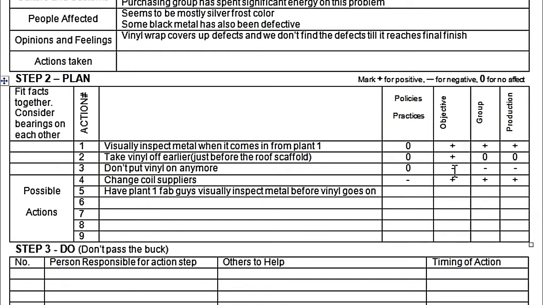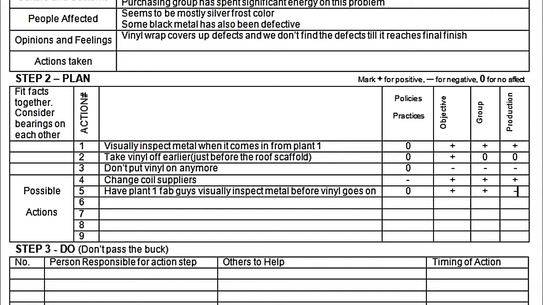Have plant 1 fab guys visually inspect metal before the vinyl goes on. No effect on policies and practices. You may have some discussions around these items, but you do need to go through and rate each one, so you're not guessing at what meets the objective and what does not.